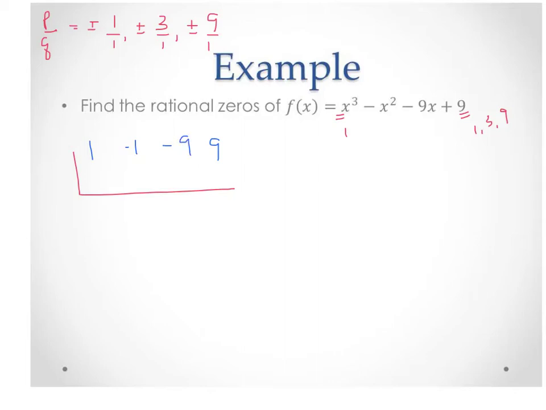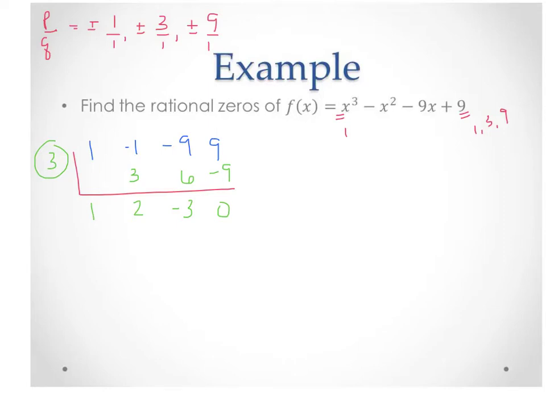So let's start with 3. So if we do 3, we're going to drop, multiply, add, multiply, add, multiply, add. Alright, and so honestly, I am really just guessing today. So there we go. There's another one that worked. Okay. And again, if the first one you pick doesn't work, just try a different one.